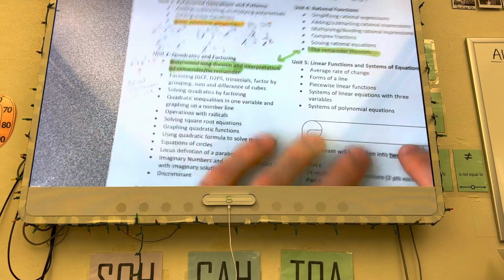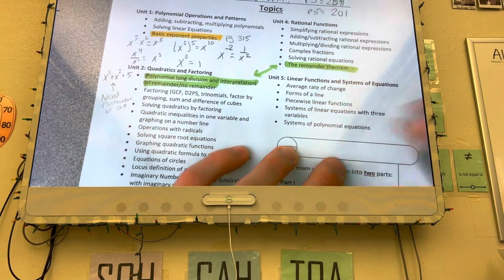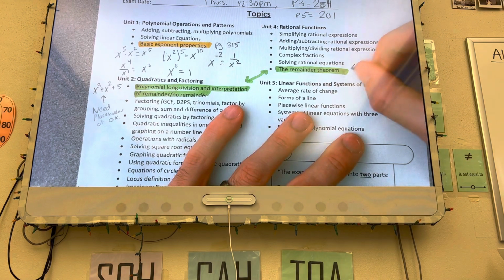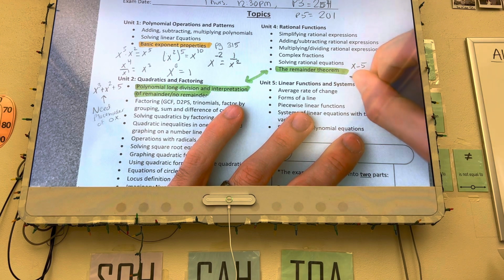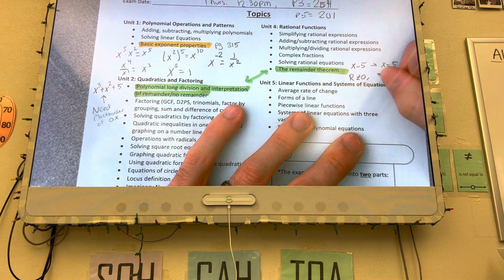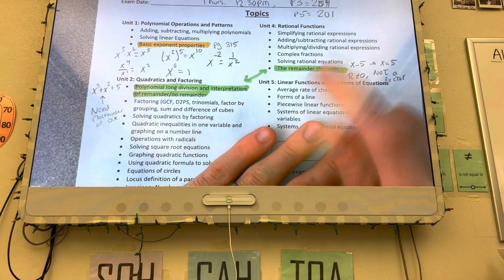Remainder theorem, remember what that states. So if you were dividing by x minus 5, you're actually going to plug in when x is positive 5. If you get a remainder of anything that's not 0, it's not a factor. Right, the only time there'll be a factor is if the remainder ends up being 0. There is no remainder. That means it's a factor. That's the remainder theorem.